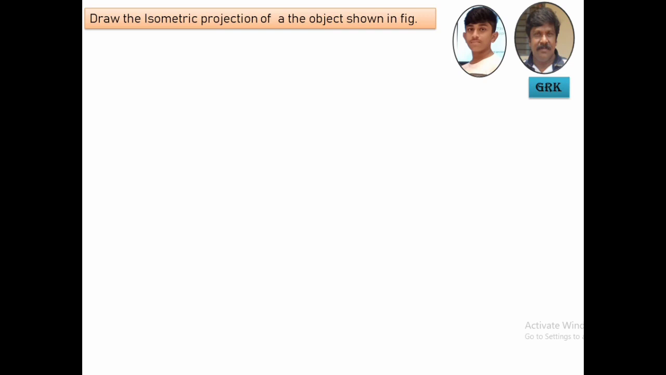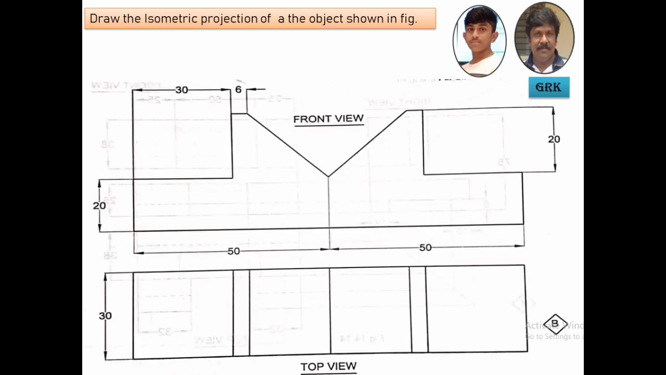Welcome to the session on isometric projection of a given object. Now let us first understand the question, how exactly the views are being given. These are the orthographic projections that are being given, orthographic views. This is the front view of the given model, an object. This is the top view of the object.